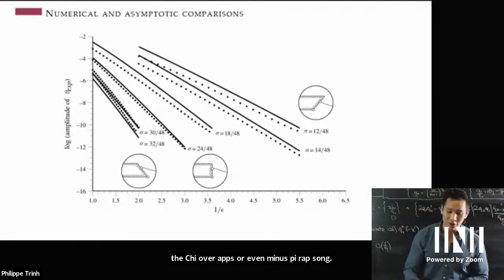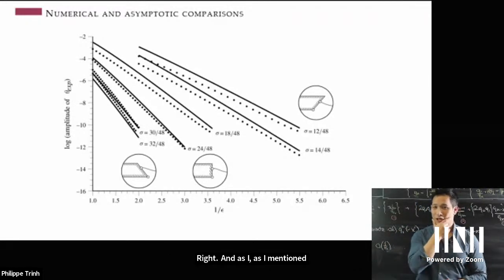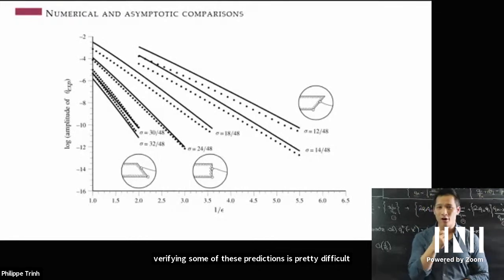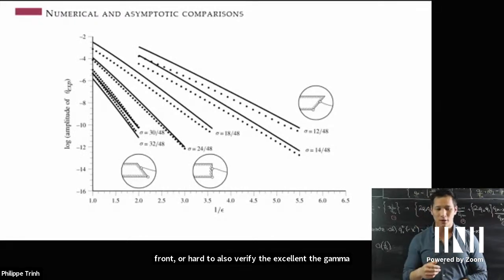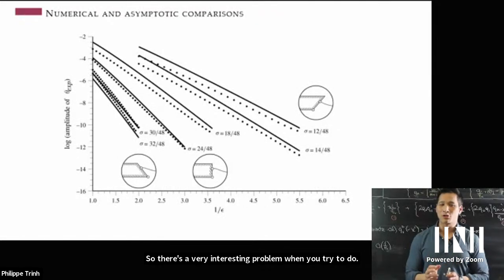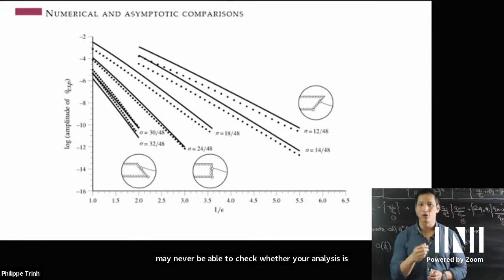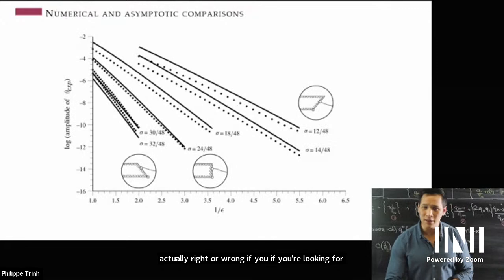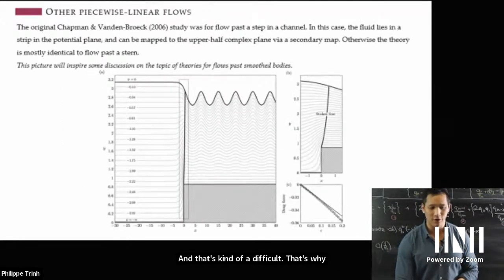And as I mentioned earlier, actually verifying some of these predictions is pretty difficult. It's actually quite hard to verify the Q function in front, or hard to also verify the epsilon to the gamma algebraic dependence on epsilon. And all bets are off for even trying to verify that prefactor that we said was very difficult to obtain. So there's a very interesting problem when you try to do exponential asymptotics for physical problems, which is that you predict certain quantities and computationally or experimentally, you may never be able to check whether your analysis is actually right or wrong if you're looking for independent verification. And that's why the problems are often very difficult.